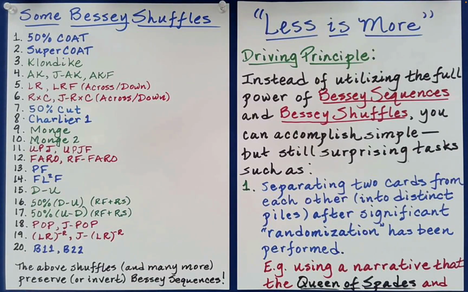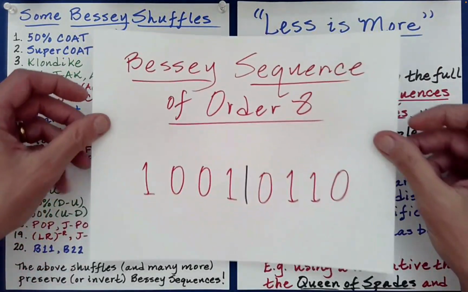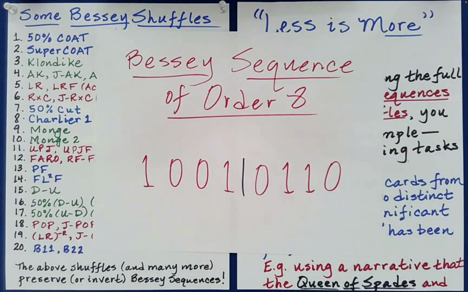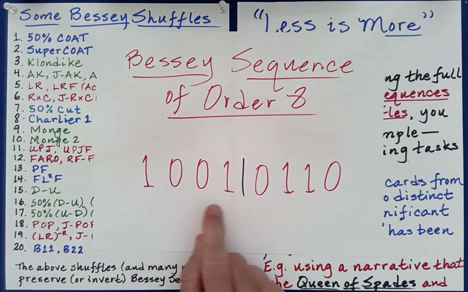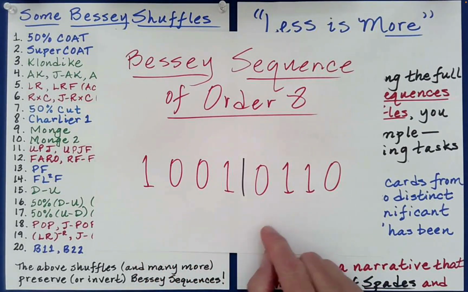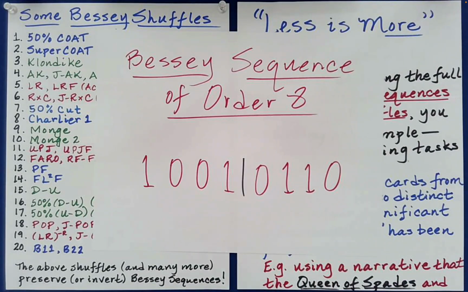In this video, we take a look at Bessey sequences of order 8. As a quick reminder for the viewer, here is the structure of a Bessey sequence of order 8. It's 1, 0, 0, 1, 0, 1, 1, 0. And the black dividing bar is just there to help us see where the center of this sequence is.